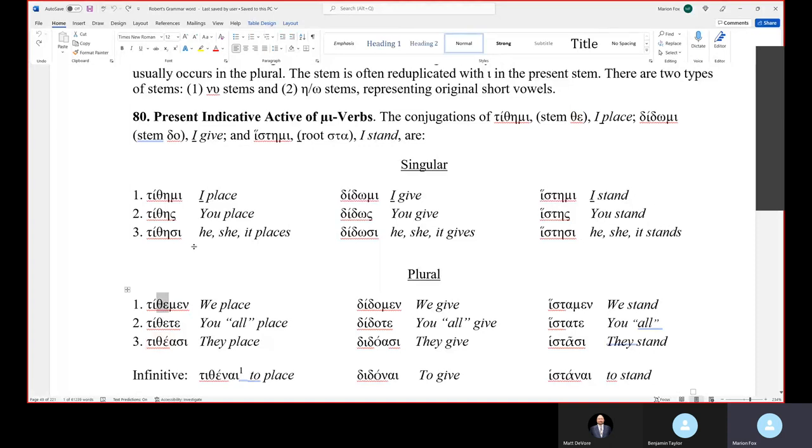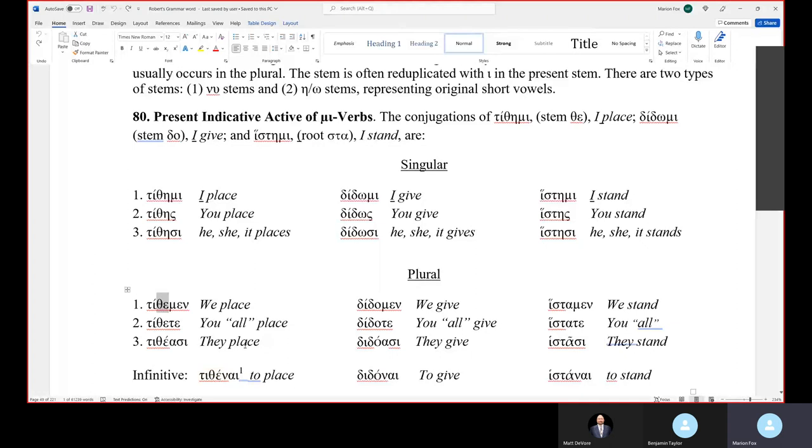Any questions about how this works? All right, so this is your basic conjugation of it. Now, we have the infinitive. It also retains the stem theta epsilon. The vowel in the stem doesn't lengthen, and it's an nai ending: nu, alpha, iota, and of course alpha iota is a diphthong.